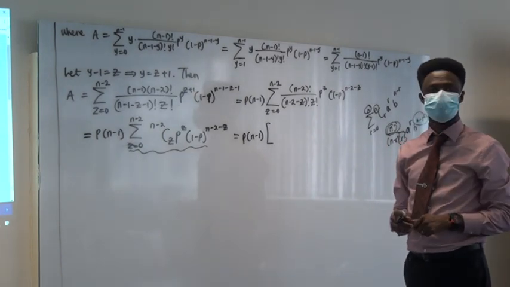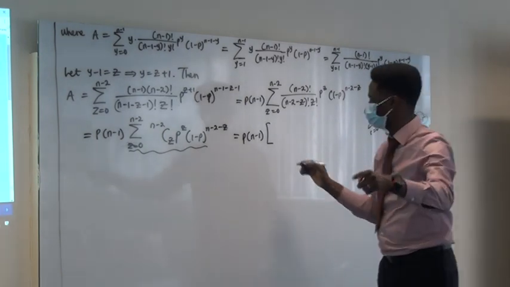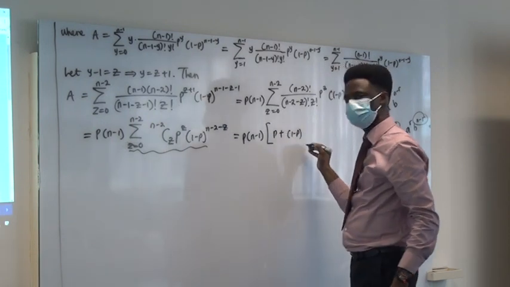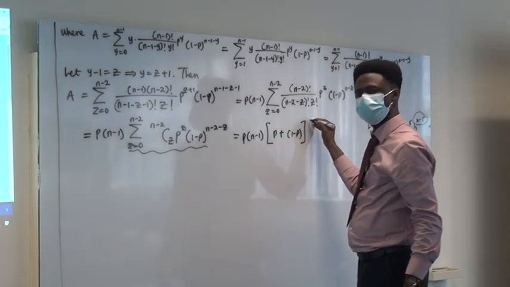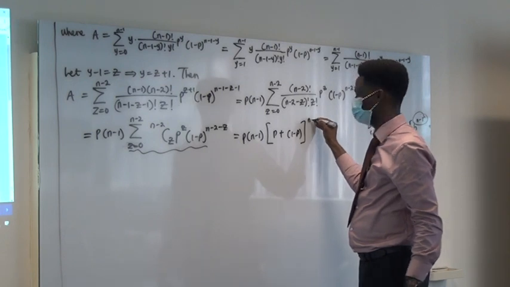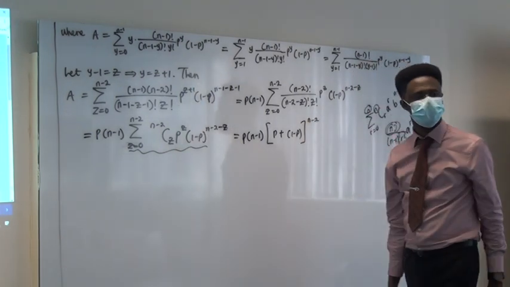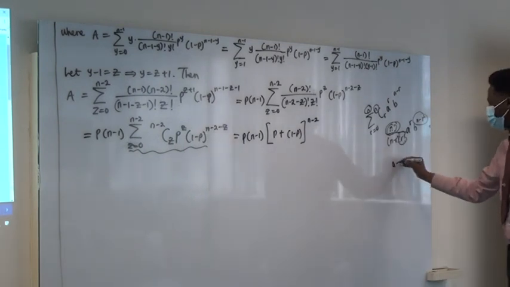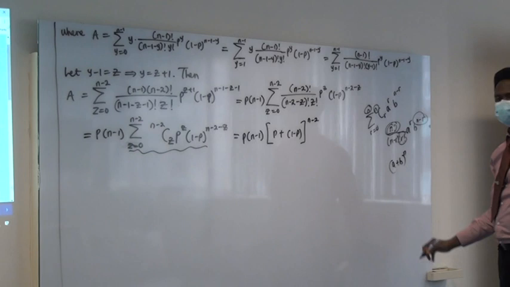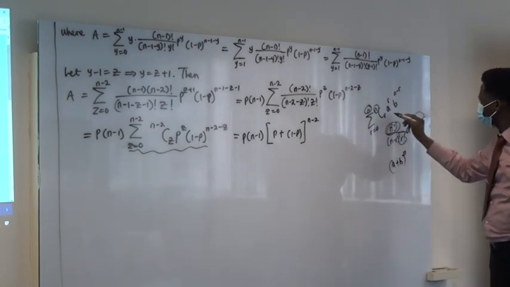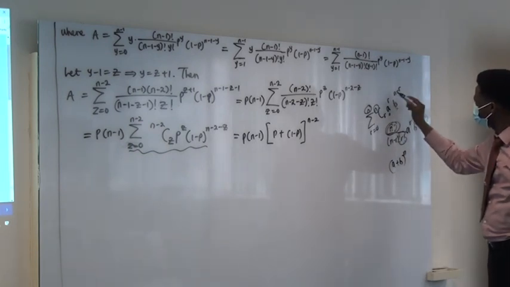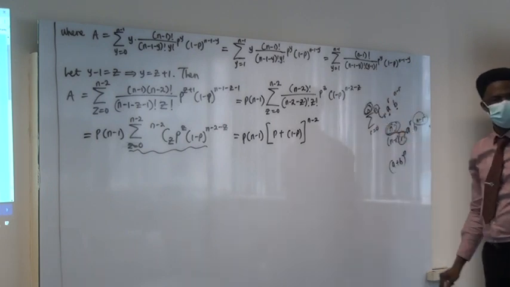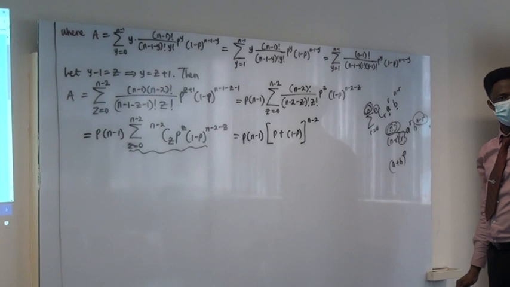Don't waste time, please. P plus 1 minus P, to the power of n minus 2. That's it. Just compare with this: this is (a plus b) to the power of n. If you are able to have this arrangement, it is simply these two having those powers, everything raised to the power at the end of this series. That's the pattern.